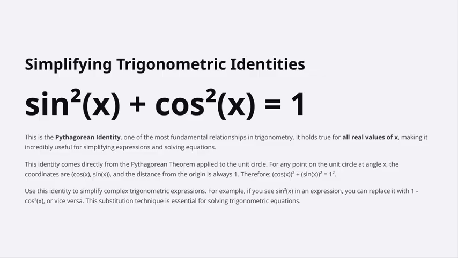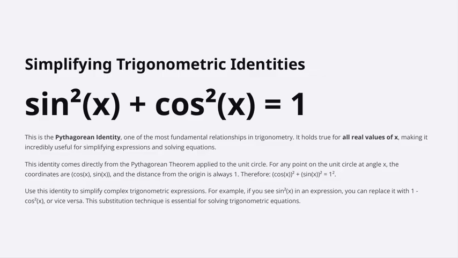Now, where does this identity come from? It actually stems directly from the Pythagorean theorem, but applied to the unit circle. Think about any point on the unit circle at an angle x. The coordinates of that point are cos x, sin x, and since it's on the circle, the distance from the origin is always 1. Applying the Pythagorean theorem here, we get that the square of the x-coordinate plus the square of the y-coordinate equals 1 squared. That's where the identity comes from.